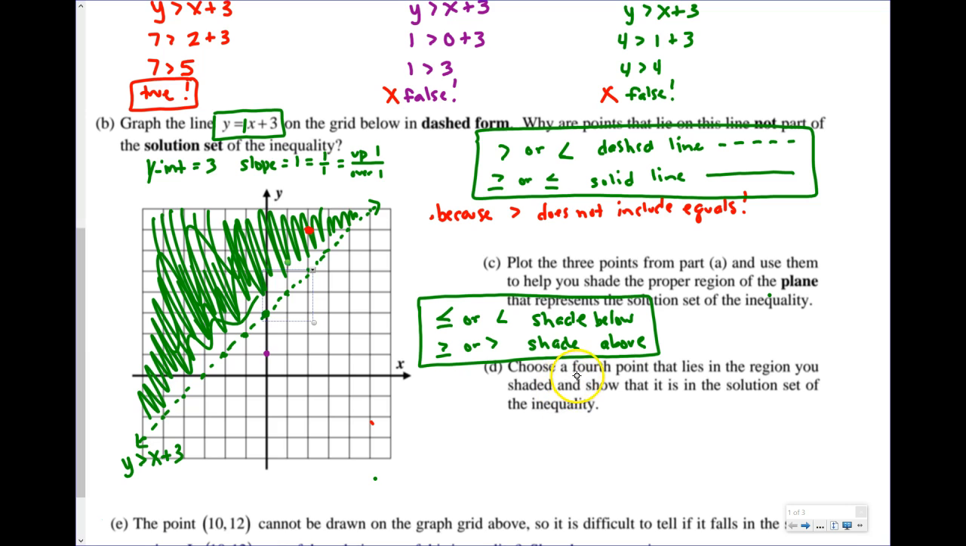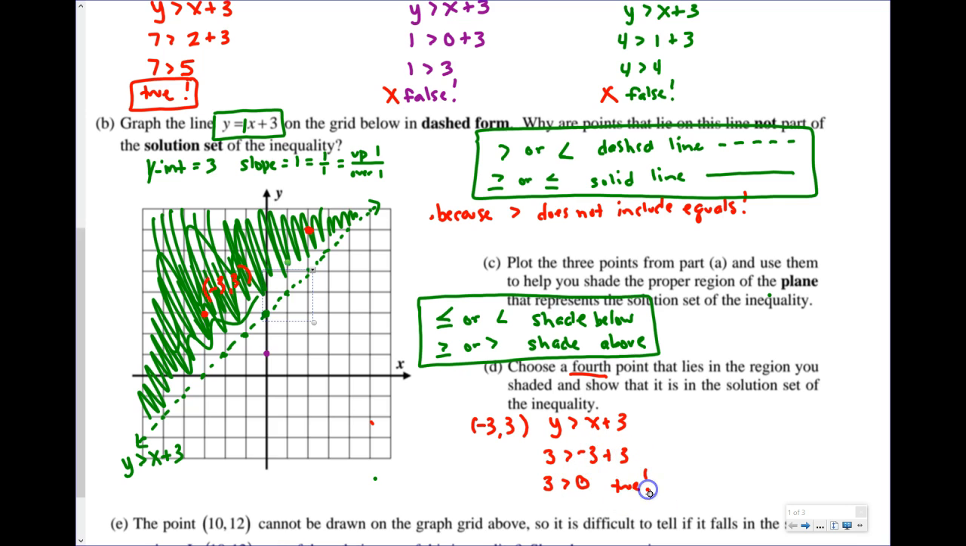So letter D now says choose a fourth point that lies in the region you shaded and show it's a solution. So let's pick any point in the shaded area. I'm going to pick this one right here. That's the point, over 3, up 3, so negative 3, 3. And I'm going to prove that it is actually a solution of y is greater than x plus 3. So let's plug it in. Instead of y, I'm going to have 3. Instead of x, I'm going to have negative 3. I'm going to simplify. Is 3 greater than negative 3 plus 3, which is 0?